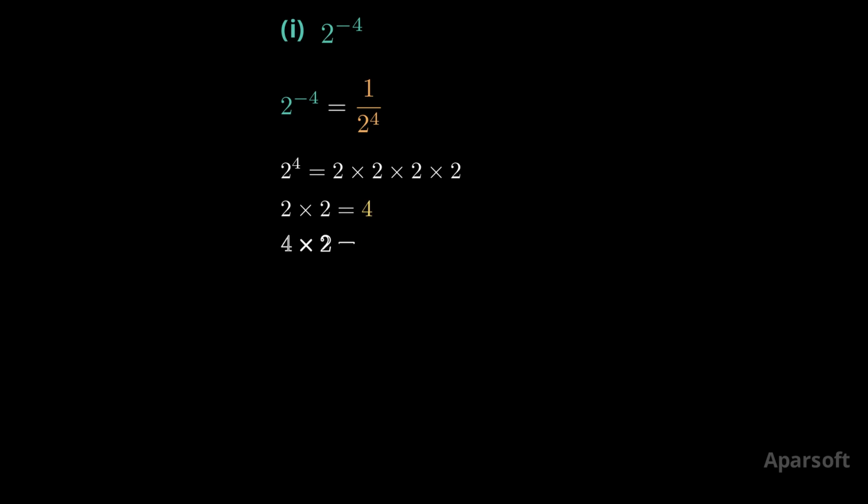Part 1. 2 to the power negative 4. Using our golden rule, this becomes 1 over 2 to the power 4. Now let us compute 2 to the 4th. That is 2 times 2 times 2 times 2. 2 times 2 equals 4, 4 times 2 equals 8, and 8 times 2 equals 16. So our answer is 1 over 16.